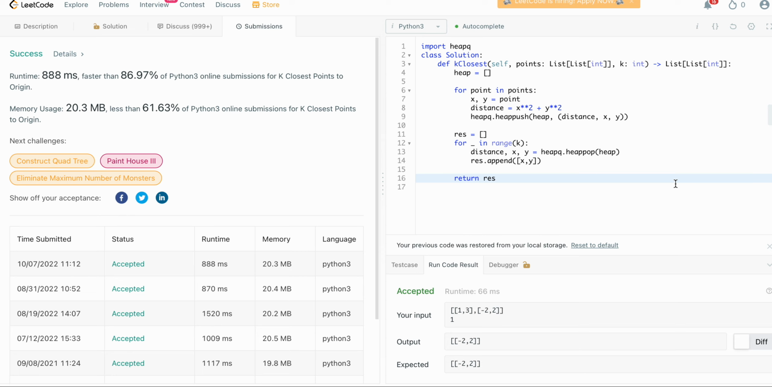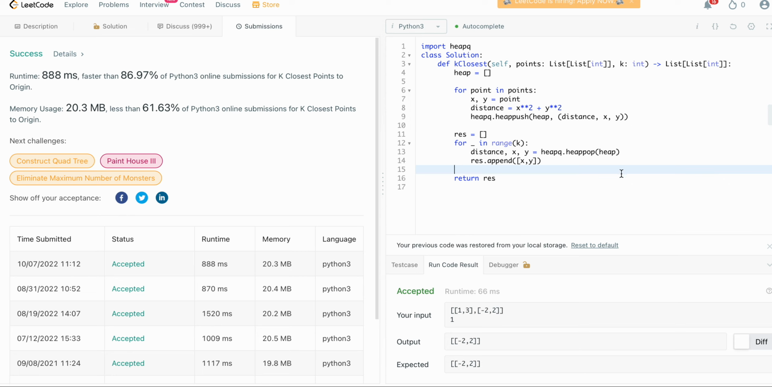Faster than 86%. So what's the runtime complexity of this? The runtime complexity of this would be O(n log n), because what we're doing now is looping through our points, and n is the number of points in our points array. And every time you do a push operation on the min heap or max heap, it's going to be O(log n) time. And since you're doing this n times, you multiply n times log n, and you get the time complexity of O(n log n).